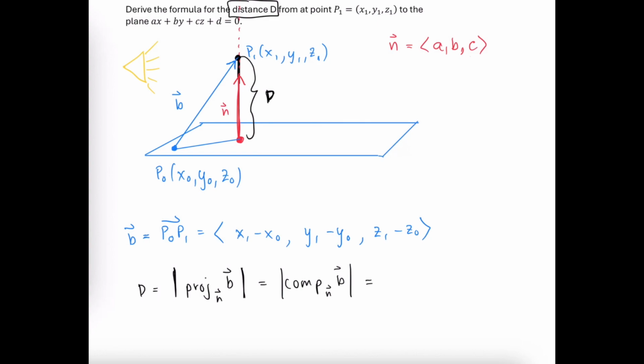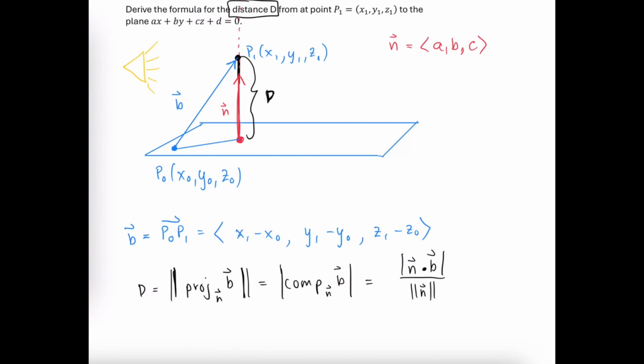And as for the formula for the component of b onto n, that was the dot product of n dot b, divided by the magnitude of n. Now I'm going to go double mag bars because we're going to be looking at magnitude bars and absolute value bars, which look the same. So now that we're incorporating both, I'm going to use single bars for absolute value and double bars for magnitude. This would be the formula for the component of b onto n, but we're going to wrap this numerator up in absolute value bars, right?